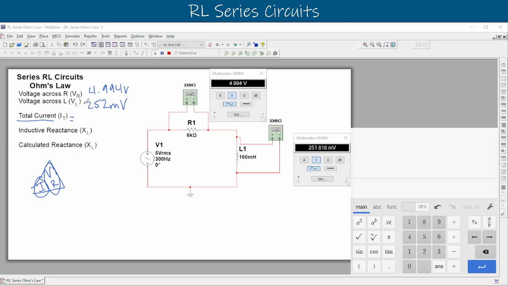And we'll say that we actually have 4.994 volts divided by our 6,000, right? 6 kilo ohms, 6,000 ohms. And that's going to equal our total current. So we can do that on our Desmos over here. So that we've got 4.994 divided by 6,000. That gives us a real small current. That's what we wanted, though.